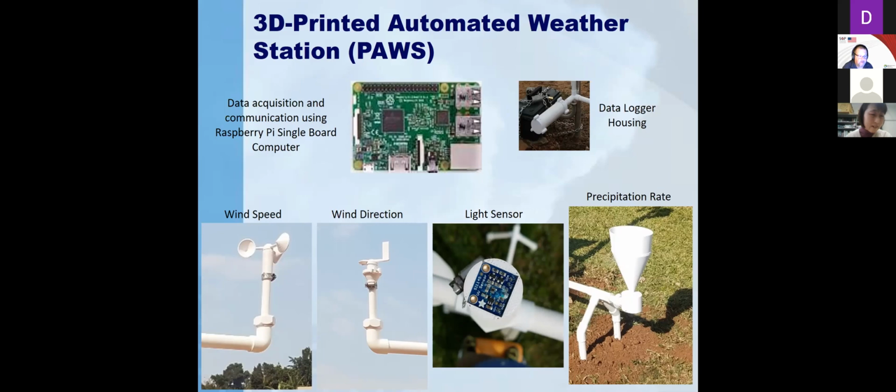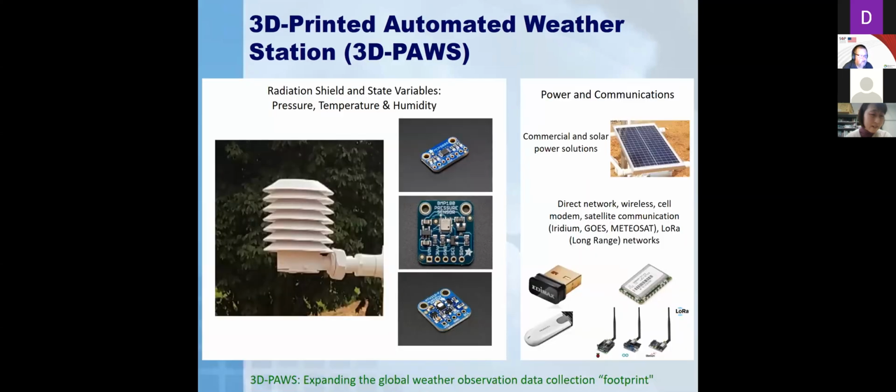a wind vane for wind direction. We're able to measure light information, so UV, visible, and infrared. And then part of our design is a tipping bucket rain gauge to measure the precipitation rate and rainfall accumulation. We also have the state variables in a 3D printed radiation shield, so it measures pressure, temperature, and relative humidity as part of the ensemble of observation measurements.